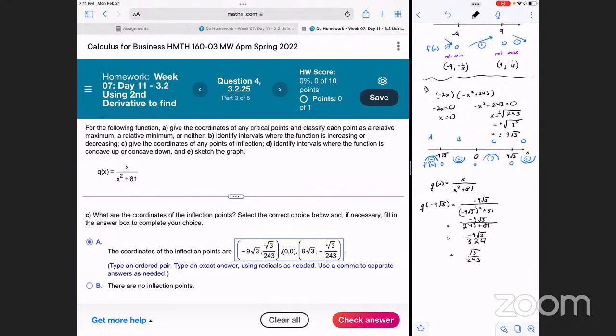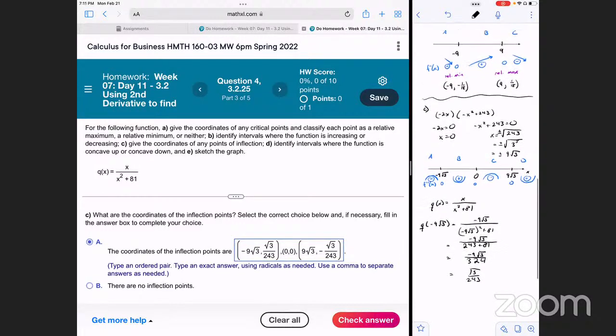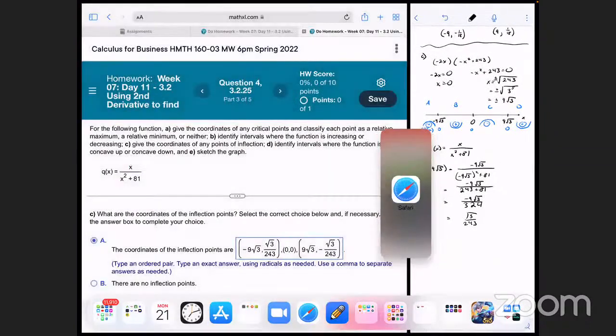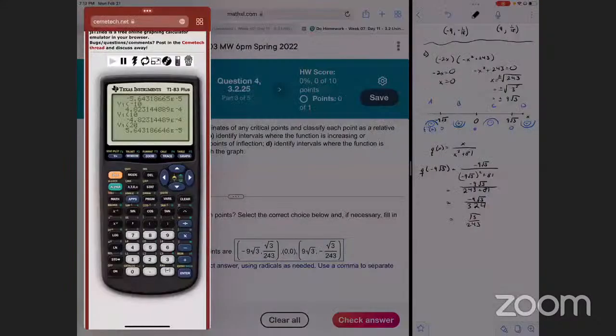I think, did we plug it into the right thing? We can kind of check some of our work. All right, let's do this. And I'm going to put the original in, which is x divided by parentheses x squared plus 81. That I just typed in.